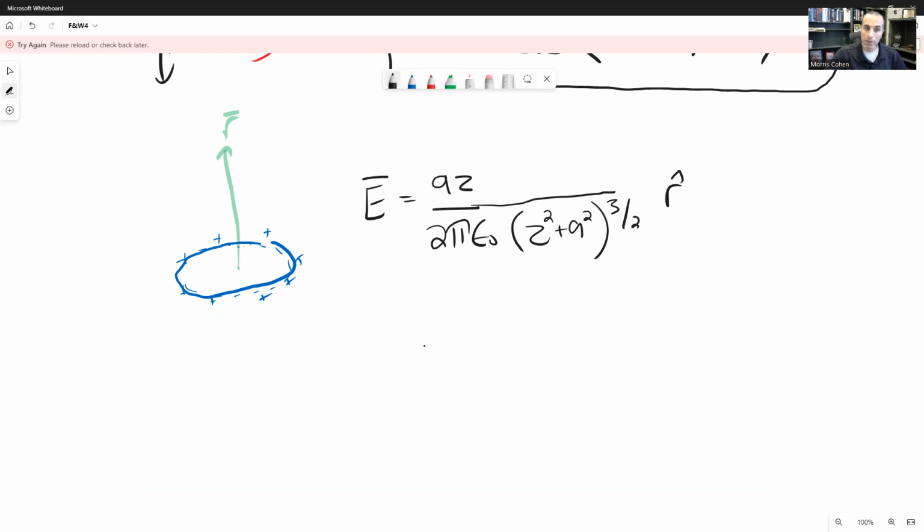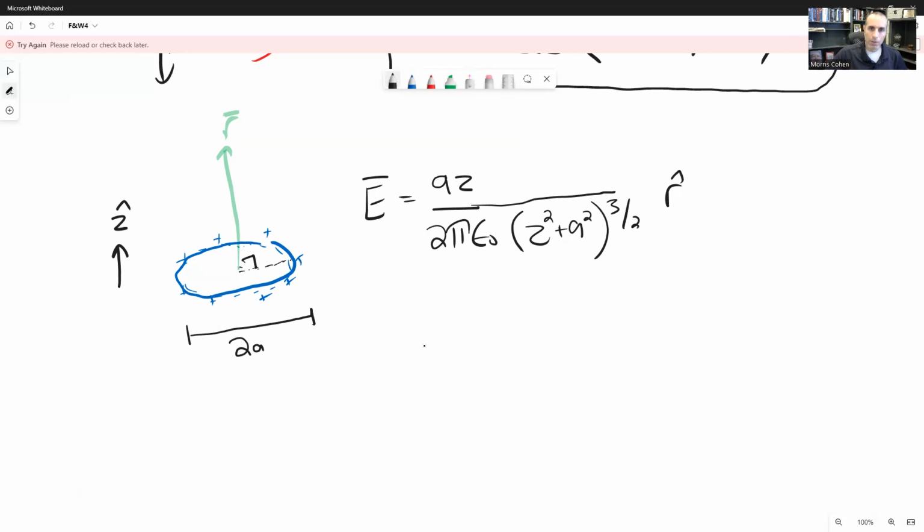Notice that r is specifically in the perpendicular direction from the surface. So this angle right here is 90 degrees. The diameter of this circle is 2a, so a is the radius of the circle. And this vector right here is the z direction. So z is the length in that axial direction that's through the ring.